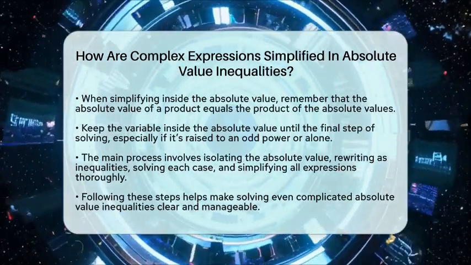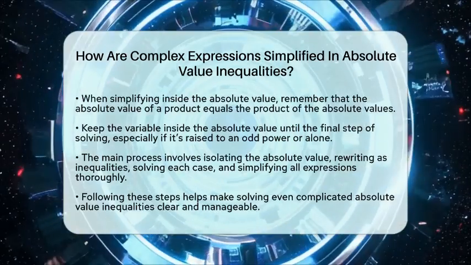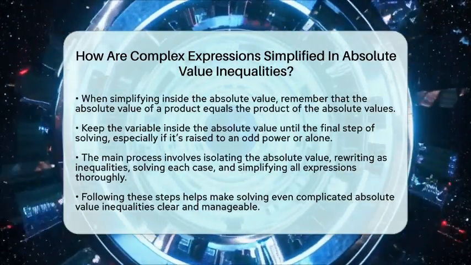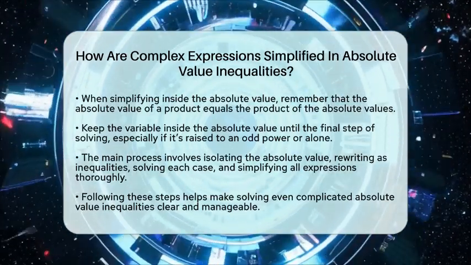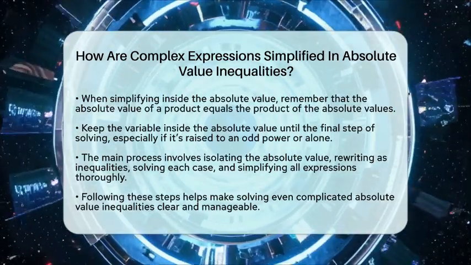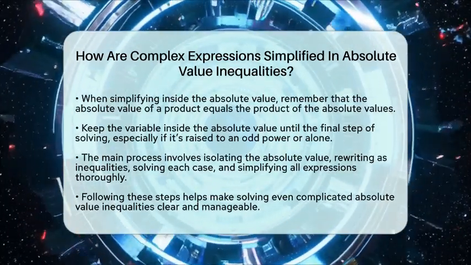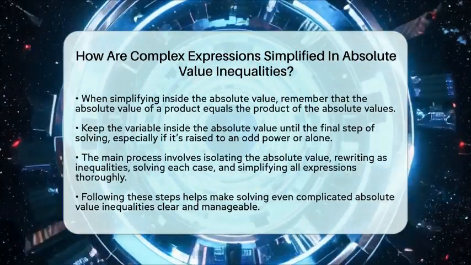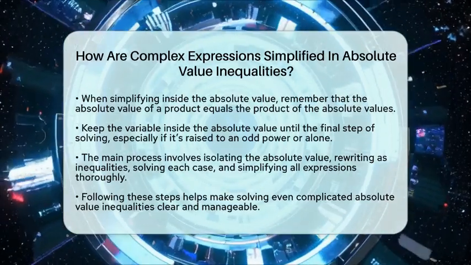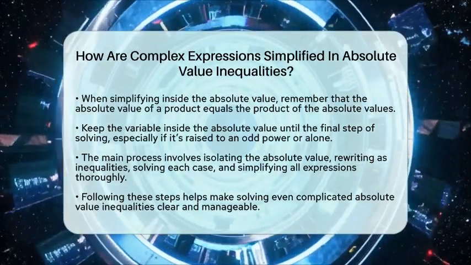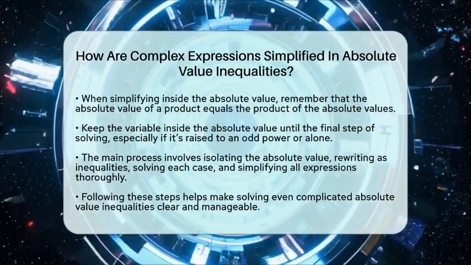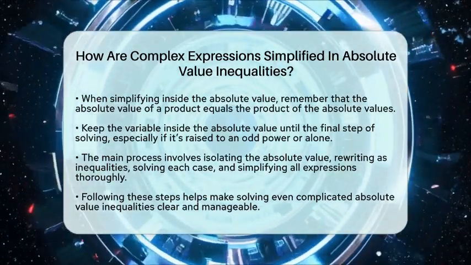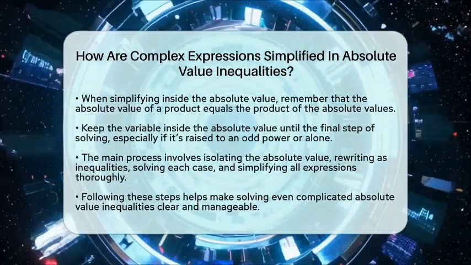To sum up, the main steps are: first, isolate the absolute value expression. Second, rewrite the inequality as either a compound inequality or two separate inequalities. Third, carefully perform algebraic operations to solve for the variable. And finally, simplify all expressions inside and outside the absolute value as much as possible. Following these steps makes solving complex absolute value inequalities straightforward and manageable, even when the expressions involved are complicated.